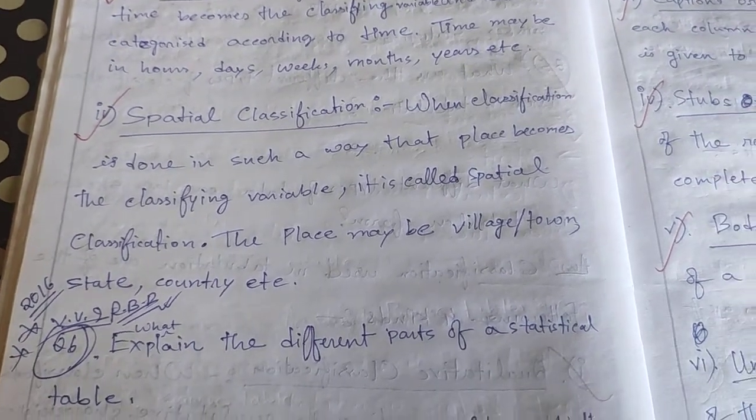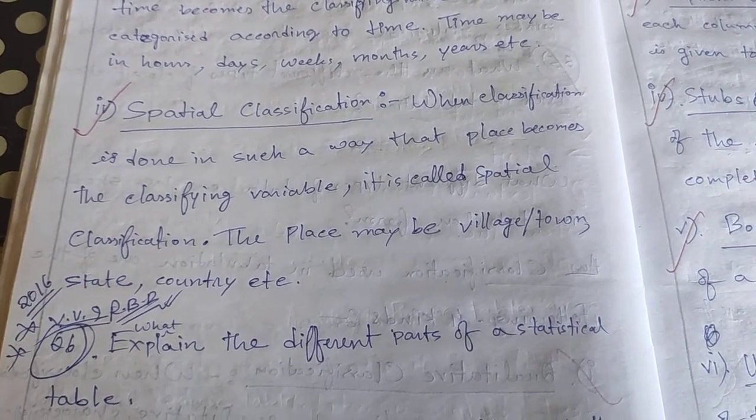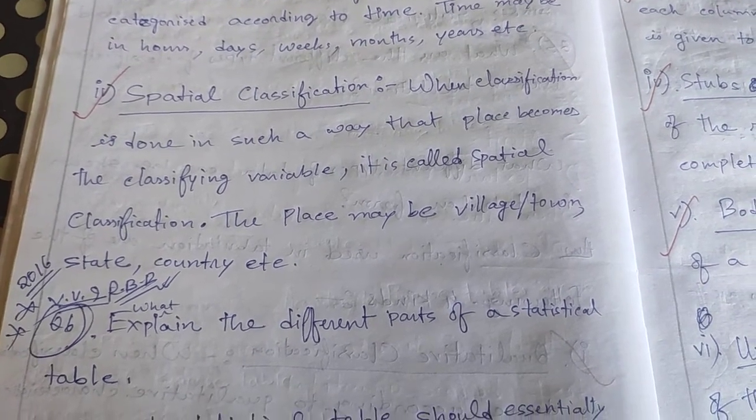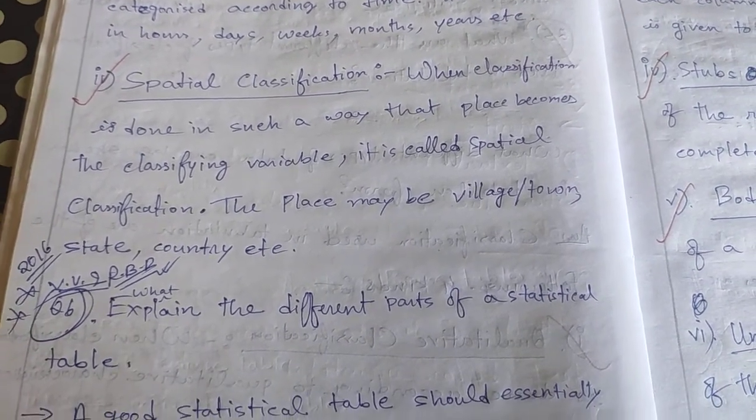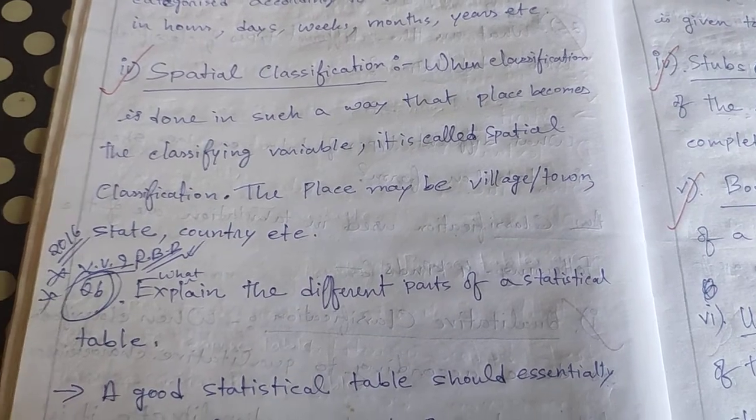এরপরটা দেখো, number 4, spatial classification. When classification is done in such a way that place becomes the classifying variable, it is called spatial classification. The place may be village, town, state, country, etc.